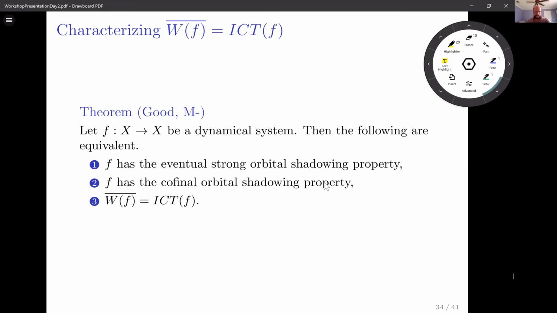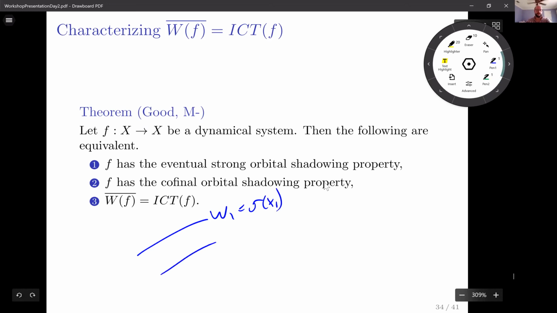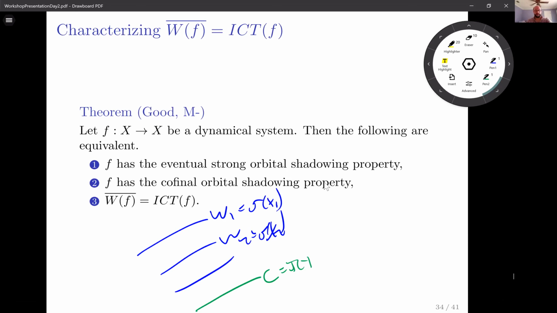Okay. And again, the proofs of these ideas are not so different from the techniques we just went through. Okay. We're going to do a lot of the same things, right? To show that the closure of W of F is ICT, we start with W1 equal to omega of some x1, W2 equal to omega of some x2, and we eventually get to some set C, which we know is ICT, and we need to show that it's an omega limit set, and we kind of play these same games, okay?